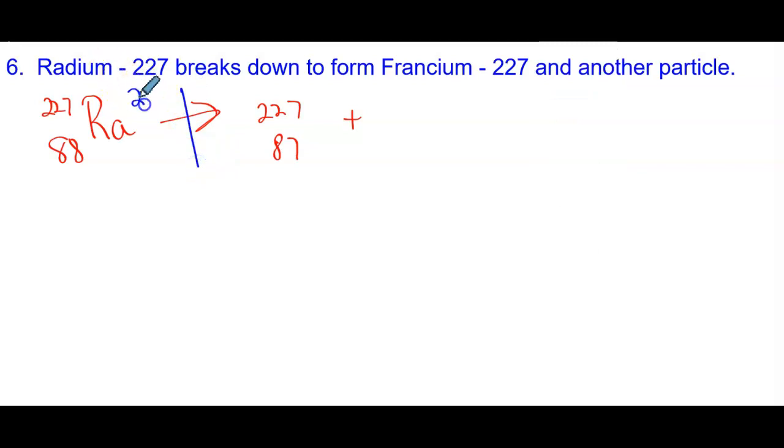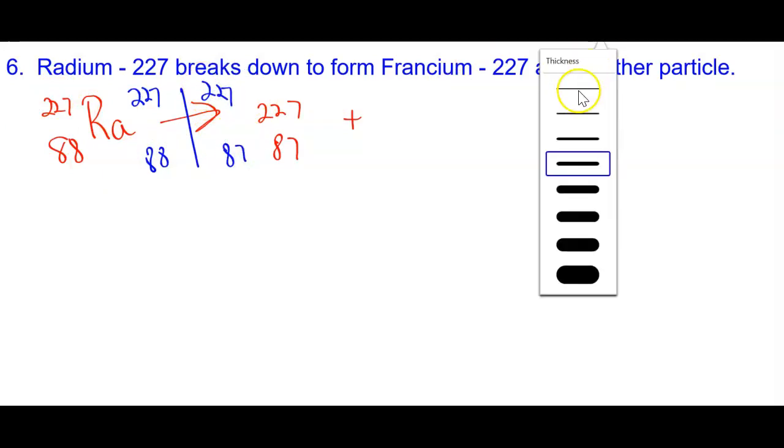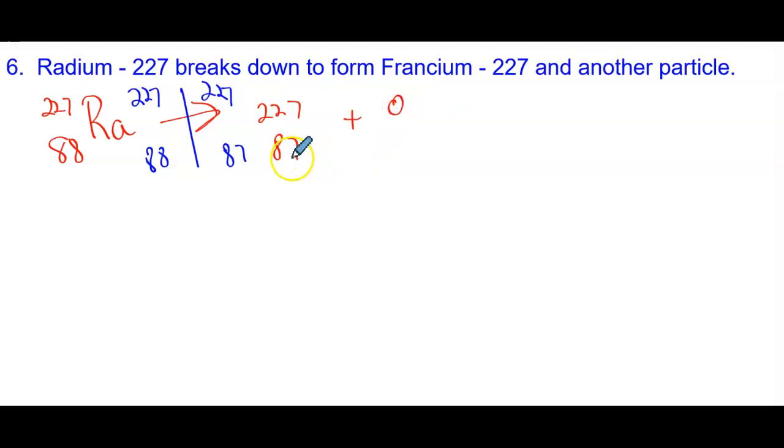And we know this side totals to 227, this side totals to 88 because that's all that's over there. On this side we have 227 and this side we have 87. So we need to figure out what we need to get there. So what plus 227 gets me to 227? 0. What plus 87 gets me to 88? 1. So now I have to figure out, is this hydrogen or is it one of my particles?